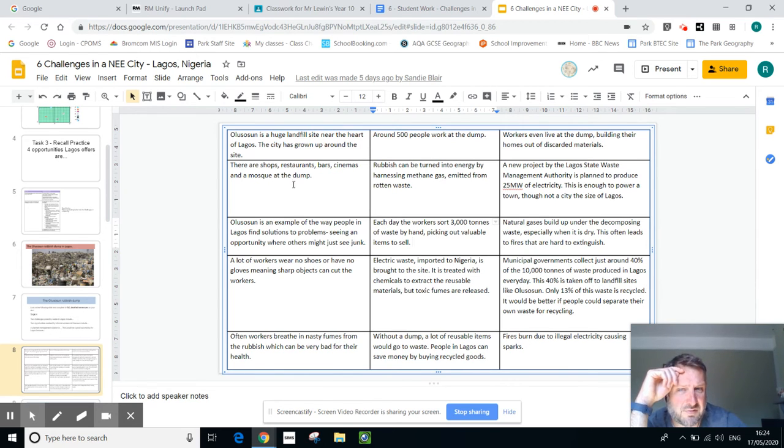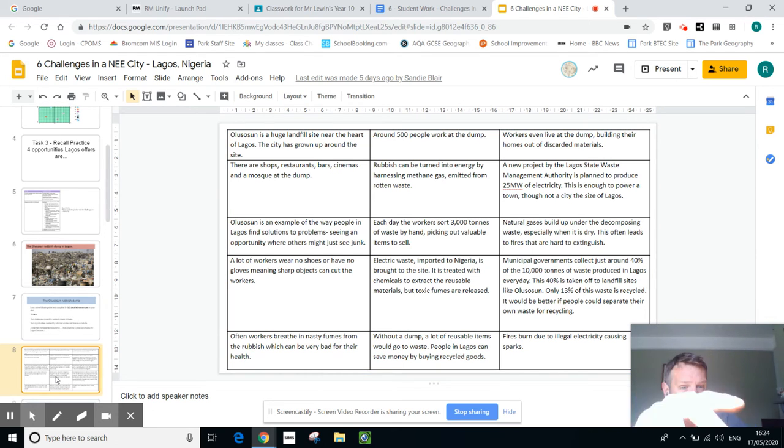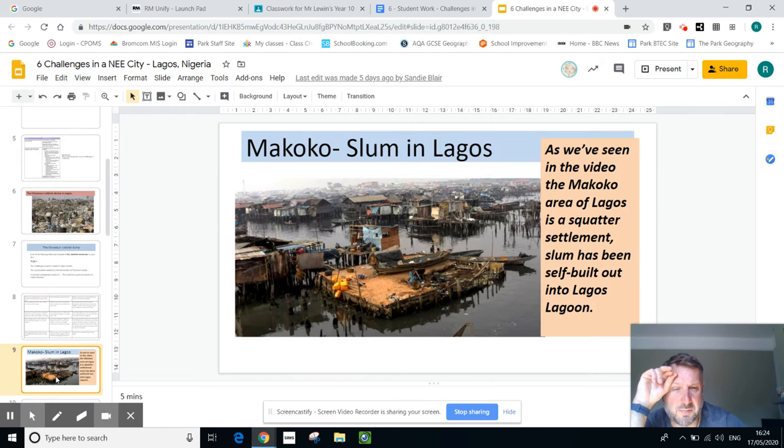There are shops, there are restaurants, there are bars, and there's lots of stuff going on there. But there are fires. I mean, that's a bit of a challenge, but maybe not an opportunity.